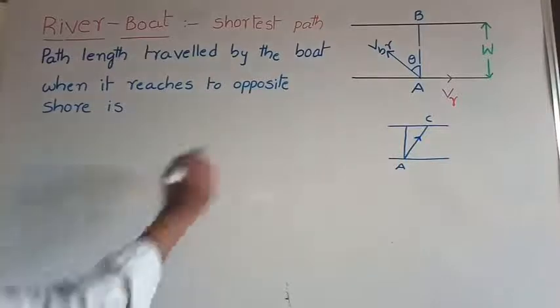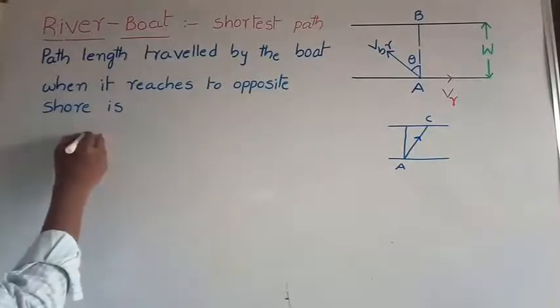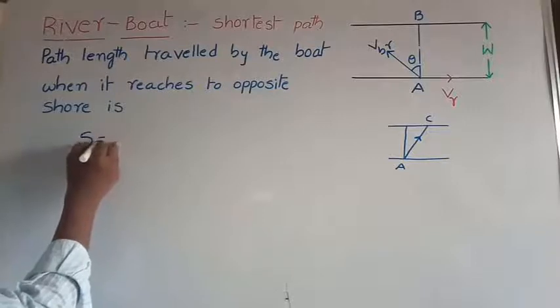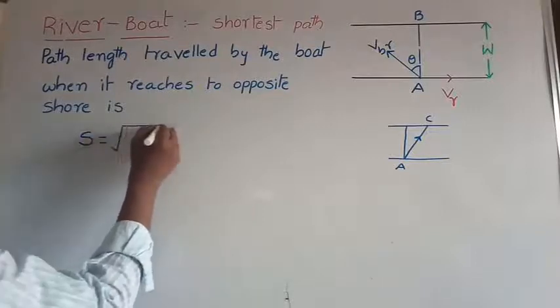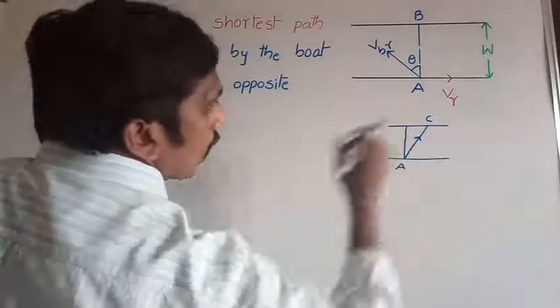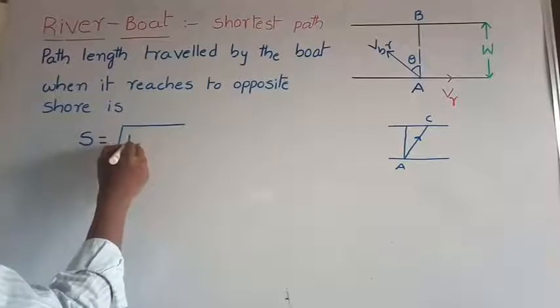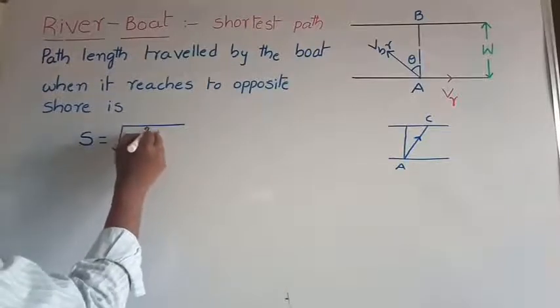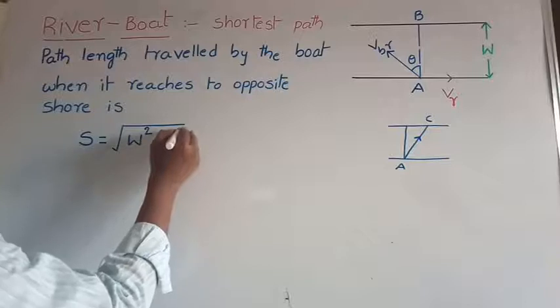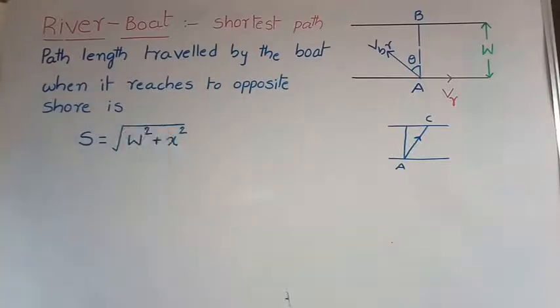To find that, the formula for the length of the path S is under root of, assume this AC is taken as S. So hypotenuse square is equal to side square plus side square. One side is the width of the river, W square, plus the other side, taken as x, the horizontal distance, x square. So this is the formula to find the path length, S.